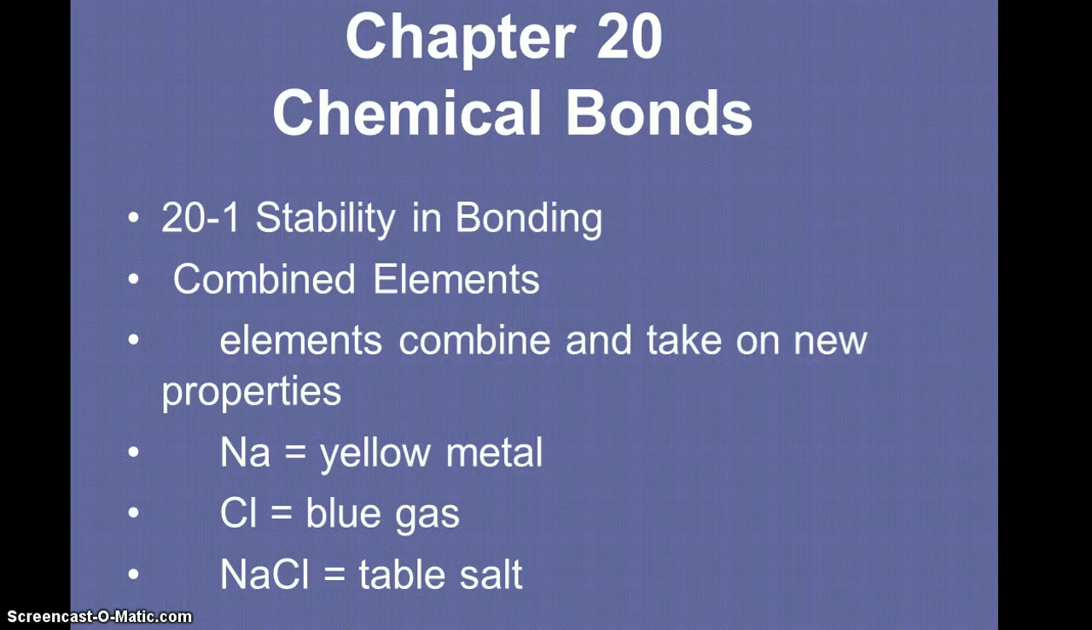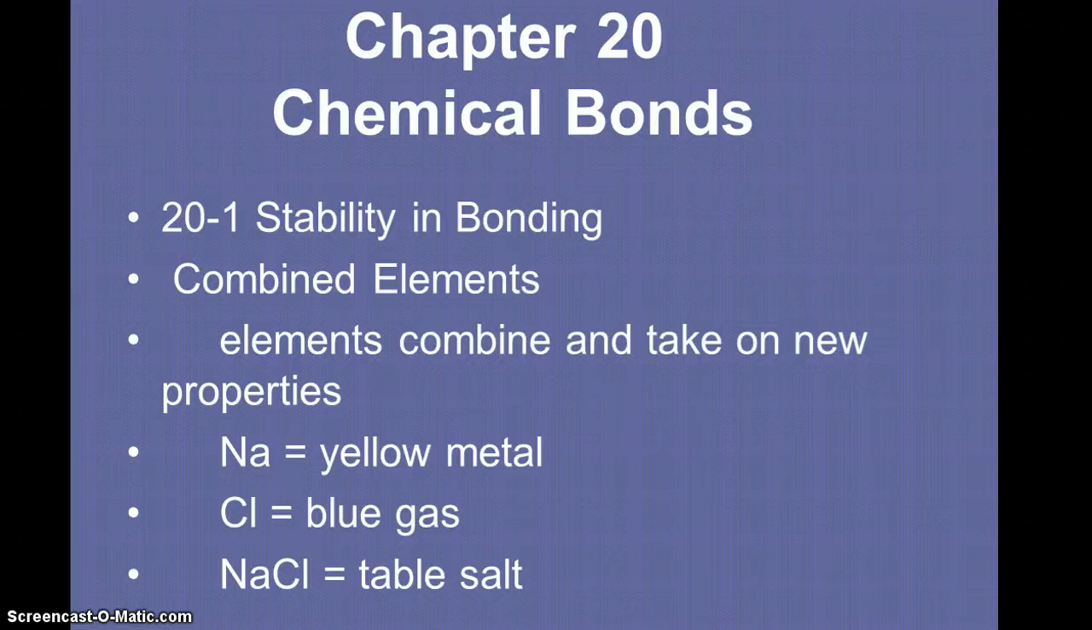This is the start of chapter 20 called Chemical Bonds. We've talked about combining elements before. We've talked about ionic bonds, covalent bonds, and here we're just going to be talking about combining elements in general. Elements, when they combine, take on new properties.